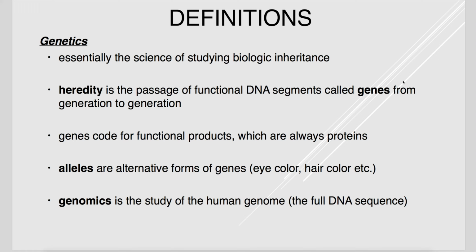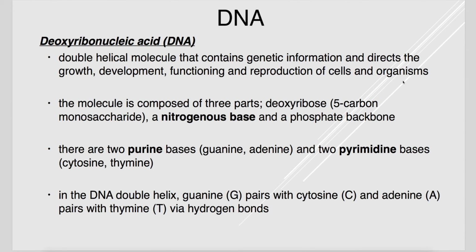And then genomics is the study of the whole human genome, or all of the DNA in a particular cell or a particular organism. Now, DNA, deoxyribonucleic acid, this is the basis of our genetic information. This is how we store our genetic information. And basically, it's shaped like a double helix. It's a twisted ladder. And DNA is the blueprint for really all functions in all of our cells. So the growth, development, functioning, reproduction of cells, which of course make up organisms.